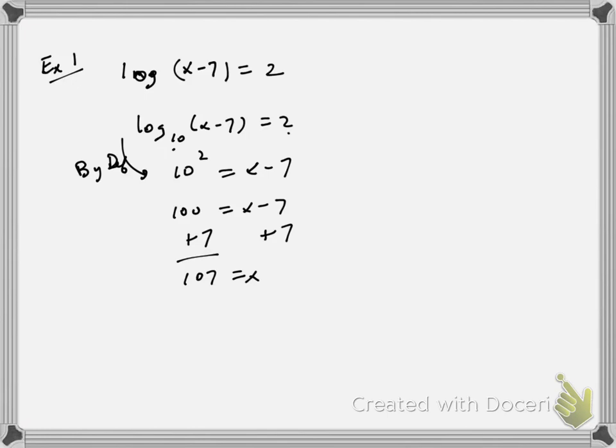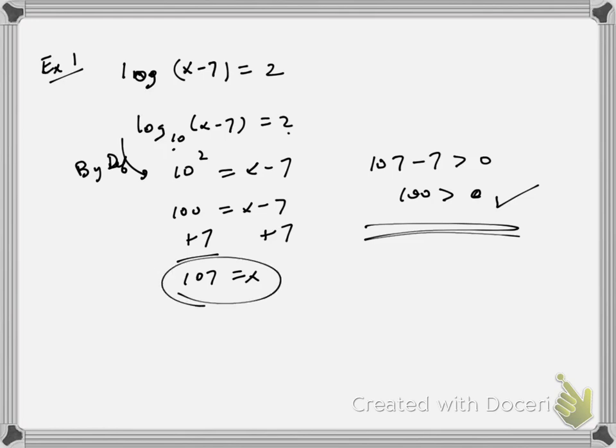And even though I'm sure I did it right, I have to check it. So 107 minus 7, is that greater than 0? And the answer is yes. So I'm good. Okay, I know that this is done properly and it does check out. So 107 is my answer. Count to 3, and I'm going to show you one more example.